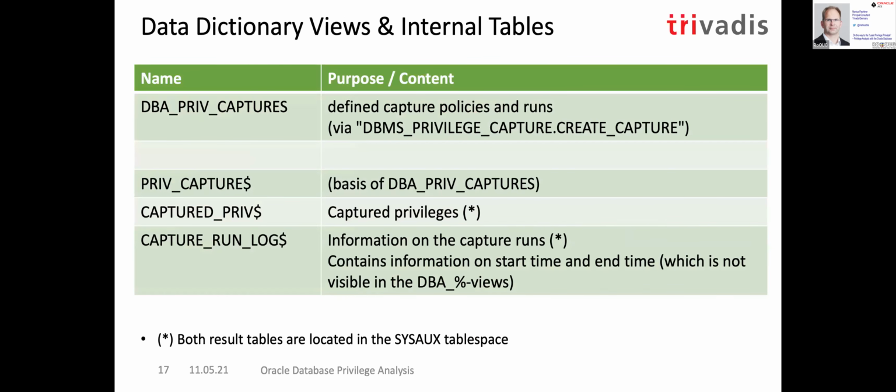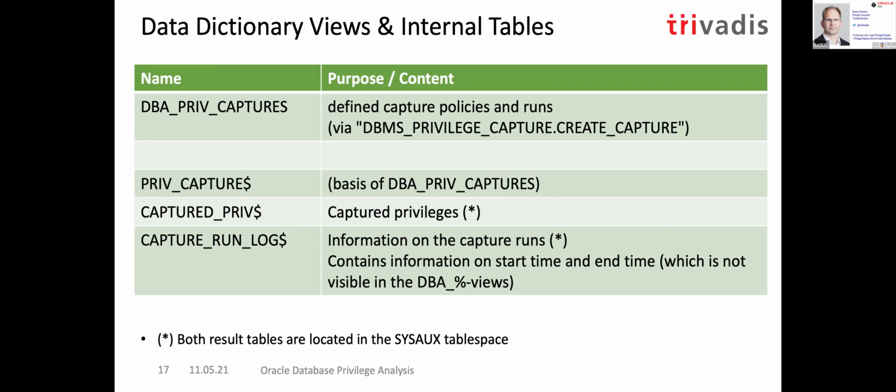We have some dictionary views. DBA_PRIV_CAPTURES is information on the policies and the runs. So every data collection is called a run. There's a PRIV_CAPTURE$ table and a CAPTURED_PRIV$ table, which is basically the internal information on privilege analysis, and CAPTURE_RUN_LOG$, the last one of these internal tables, which, and this may be important, contains information on the start and end time of your analysis. This is not included in the views, but it may be helpful.